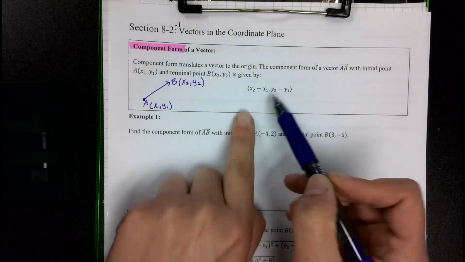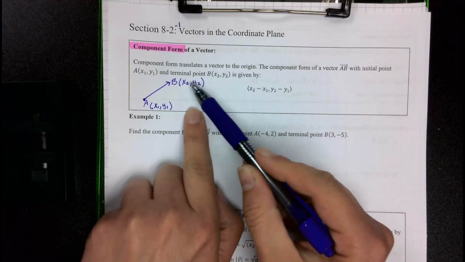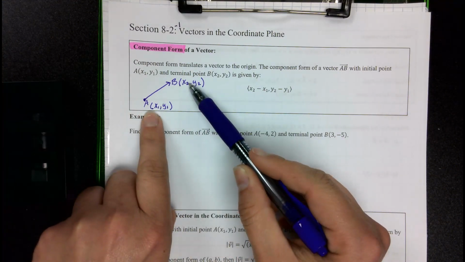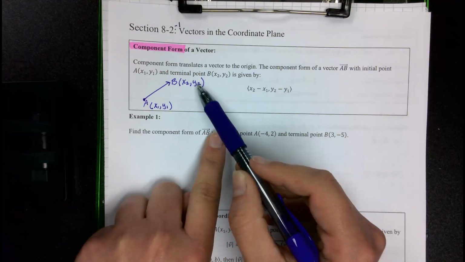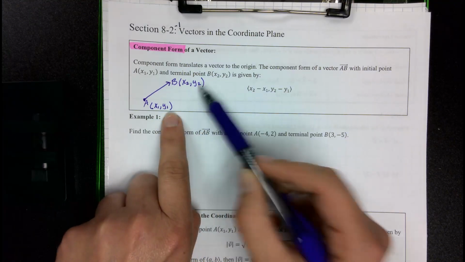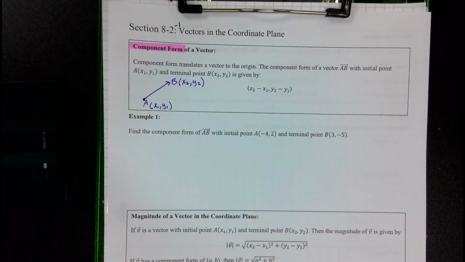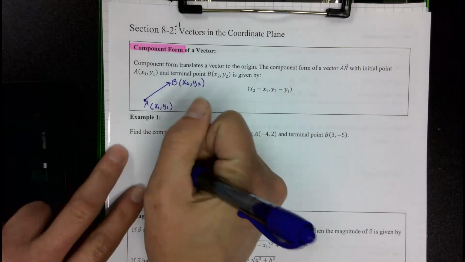And we can take the x's, x2, the final minus the initial, and it will give you the x component, and the y final minus initial gives you the y component. So the example says, find the component form of vector AB with initial point A, -4, 2, and terminal point B, 3, -5.